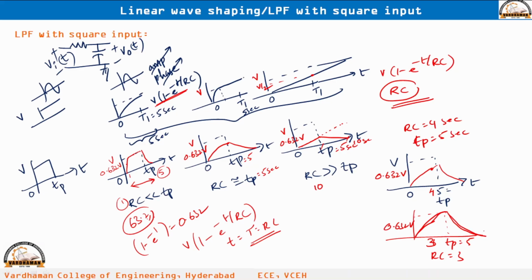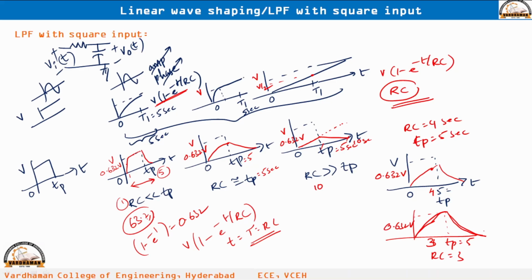So, everything is based upon the RC value only. You have to see RC in comparison with TP, whatever time you are considering, and with respect to that time, whether RC is very less, or RC is greater than that particular time instant, or RC is comparable. Comparable means you need not say exactly equal. If TP is 5 seconds, you can say RC is 4, RC is 6, like that you can take. So, based upon the RC value in comparison with TP, you will get different outputs.